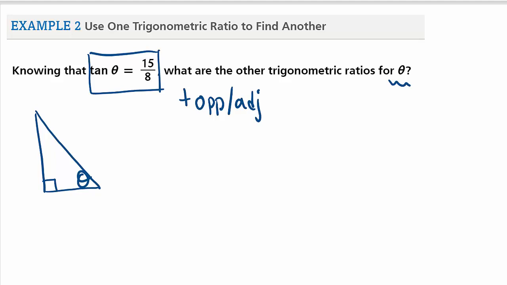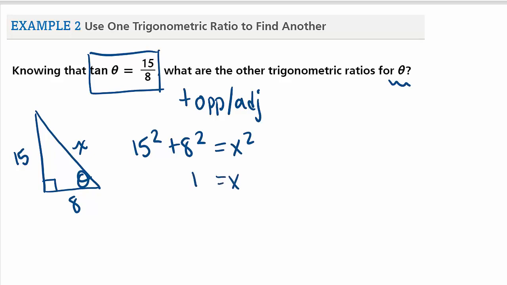So if I name the angle in the bottom right corner here, my opposite side will be the height of the triangle, and the adjacent side will be the bottom leg of the triangle. Now the difference between this question and the question before is we have to do one step first to find the length of the hypotenuse. So we're going to use the Pythagorean theorem. 15 squared plus 8 squared is equal to x squared. When we solve for x, we end up getting 17.